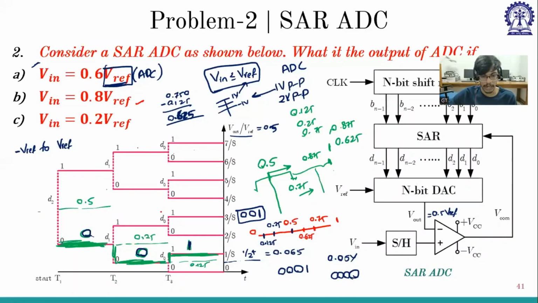If you come back here, first I have got this bit, and in the next cycle I am comparing and I got this bit, and in the next cycle I got this bit. So we are doing it bit by bit, which is serial.